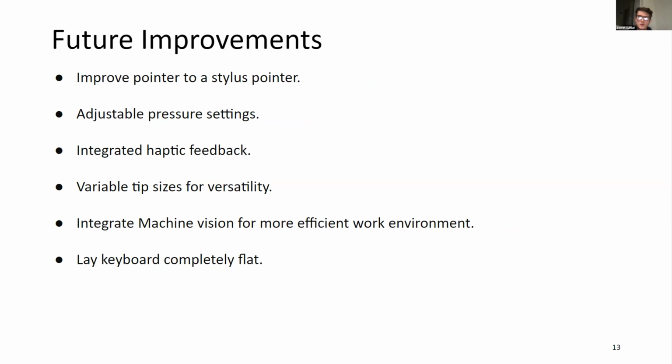Some future improvements we would like to make with the project is maybe improve the pointer. So maybe use a stylus pen pointer to mimic the thumb. We wanted to do that for adjustable pressure settings, and integrate machine vision for the future. I believe Joy talked about that a little bit in the beginning, how we could do multiple words at the same time and change between them. And we also want to lay the keyboard completely flat. That does help quite a bit. In our instances, we tried to keep it as flat as we could, but the keyboard was moving a little bit, so we ended up taping the bottom. So when the force was applied on it, it did not move. Next slide, please.